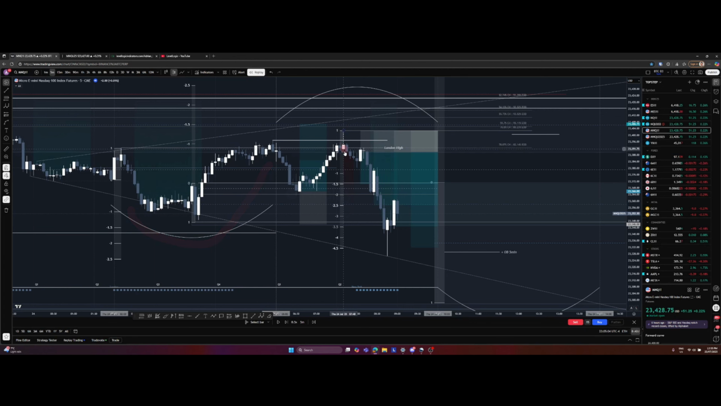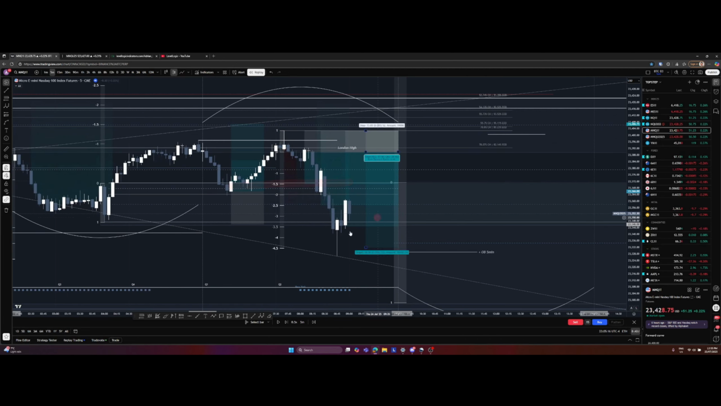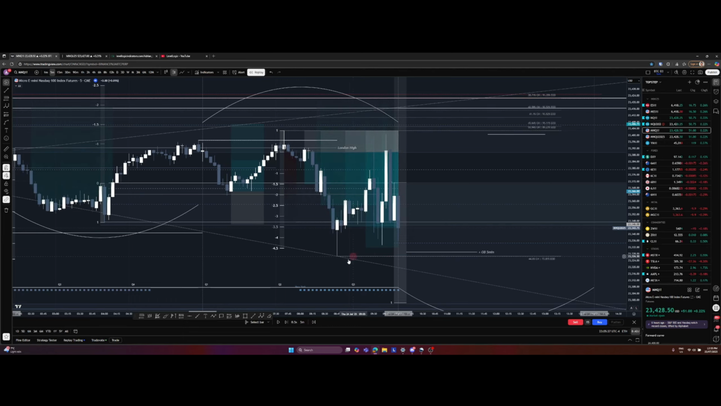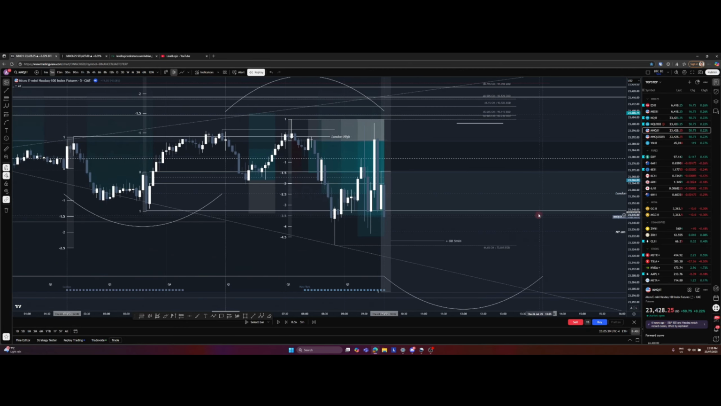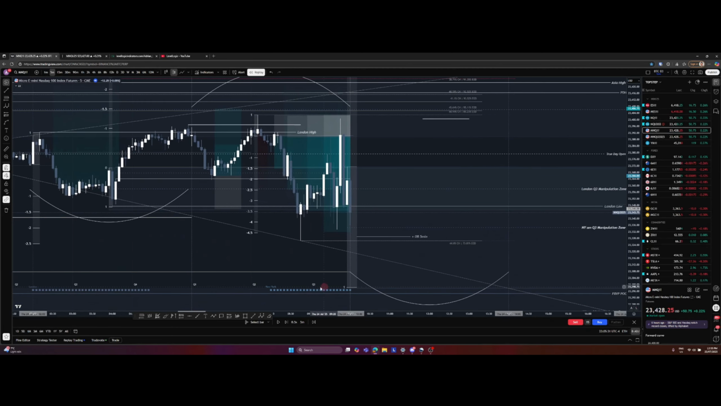I ended up, after this swing failure pattern, I had my stop loss to break even here after the London sweep, and that ended up getting taken out at break even. And then we come into our next 4-hour candle for 10 o'clock.